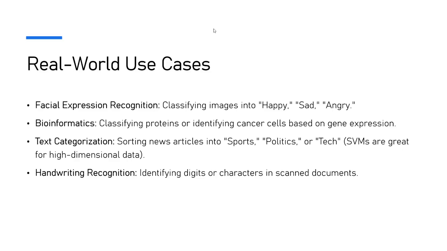So where do we use SVM? Well, we use it for facial expression recognition, for classification. We can use it for bioinformatics. One of the very common places where we use it is for text categorization. Nowadays, we also are using it for handwriting recognition. But you have to keep in mind SVM is a very, very heavy and computationally expensive machine learning technique.